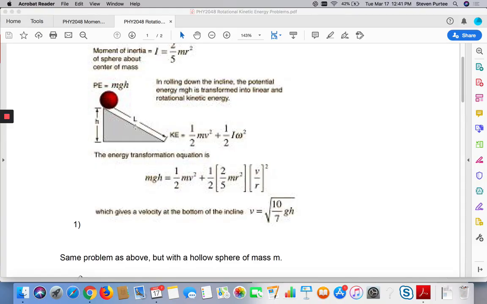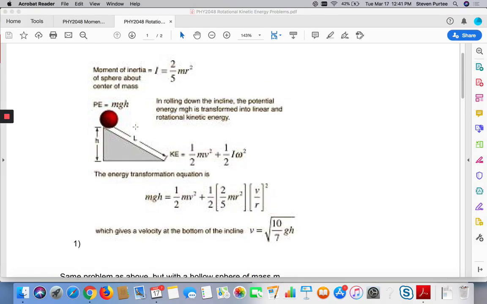This was literally the problem that Galileo did to realize that everything falls at the same rate. Galileo didn't actually drop masses from different heights, he rolled different masses down a hill and realized that as long as they were the same kind of object, he had two different solid balls of two different masses, everybody reached the ground at the same time.